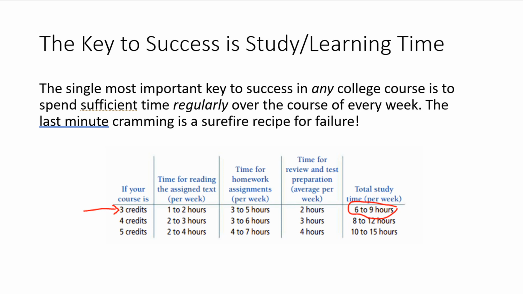Plan now. Let's observe. If your course is 3 hours, you need a minimum of 6 to 9 hours outside of lecture. So if you're online, the 3 credit hours gets added to your total study time. So you're looking at 9 to 12 hours per week. That's how any student succeeds.